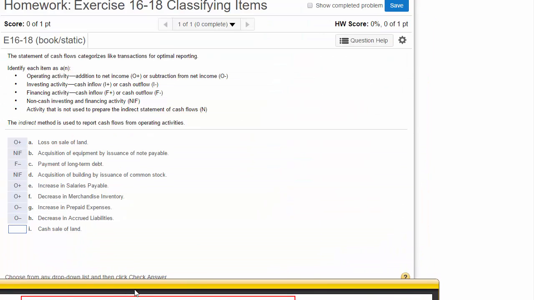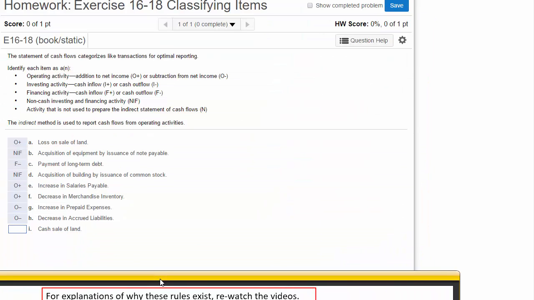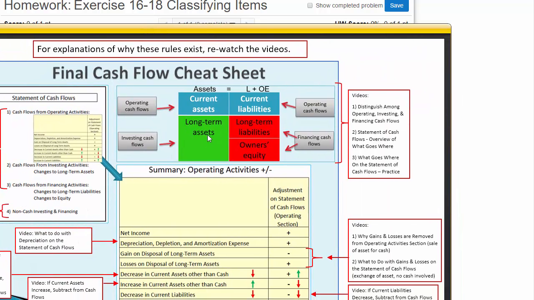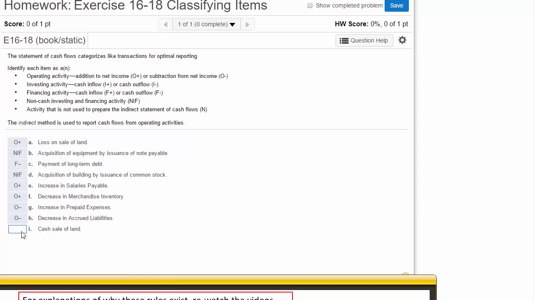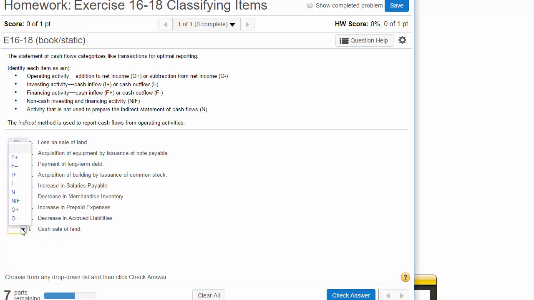All right, we have cash sale of land. Remember, land is a long-term asset, so that's going to go in the investing section. It's going to be an I. And since we sold the land, cash is going up. So that's an I plus.